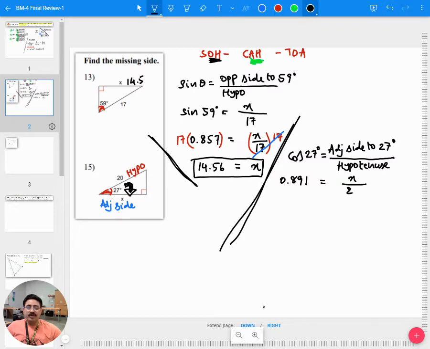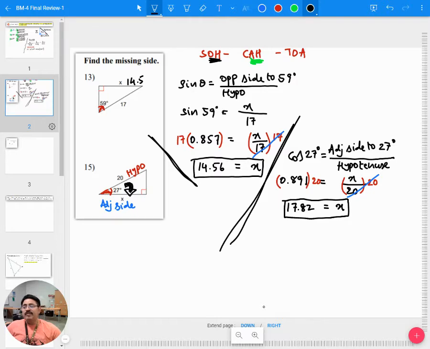Therefore, x over 20. Next, you take times 20 in order to isolate x, so you may cancel out these. Then you get that the value of x equals 0.891 multiplied by 20. That is giving me 17.82. That's the value of x.